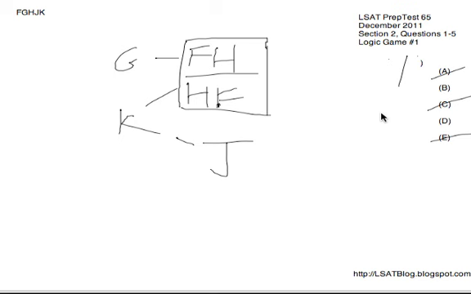Now, finally, we can use the rule that K is before J. So scanning through the remaining choices, we find that B has J before K. Unacceptable, B is gone, leaving D by elimination for number 1.